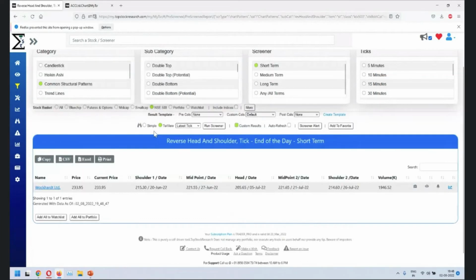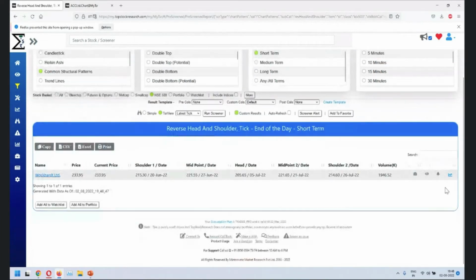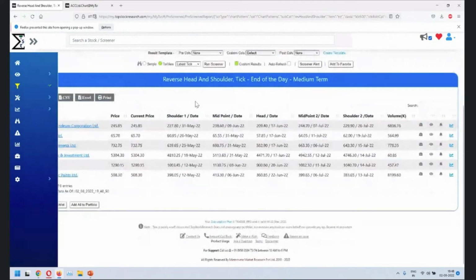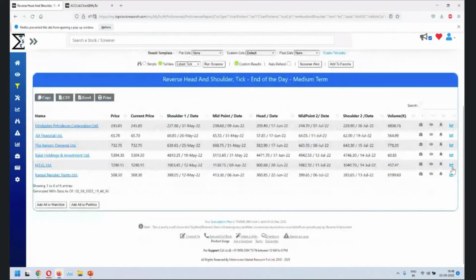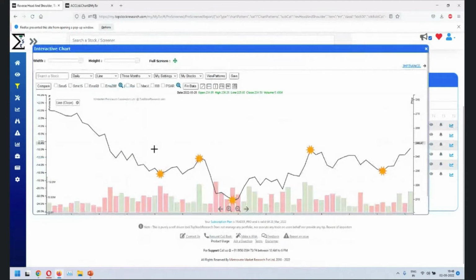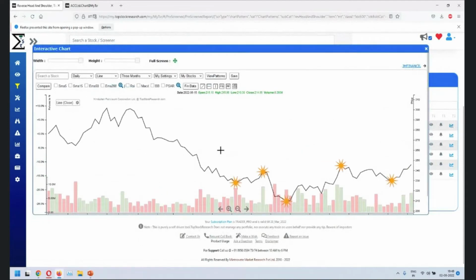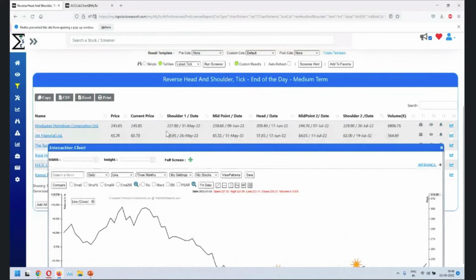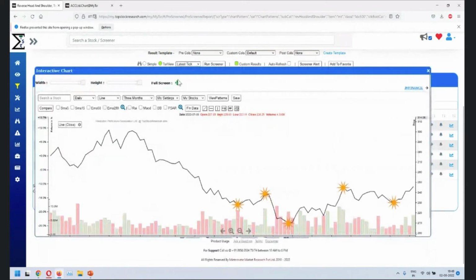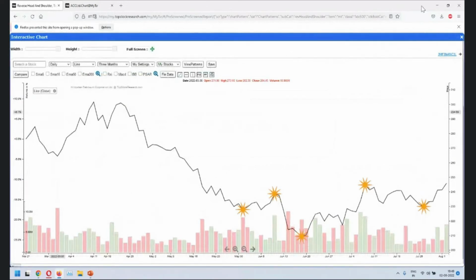Okay, we find Wakhat, only one stock. Maybe medium term. In medium term we find quite a few. So Hindustan Petroleum, if you see, these are reverse head and shoulder. After this pattern, it's a very strong bullish reversal pattern. So this is how we highlight the points. We do mention out here also what the shoulders and head are. It's one of the very good patterns, which a lot of people have benefited from.